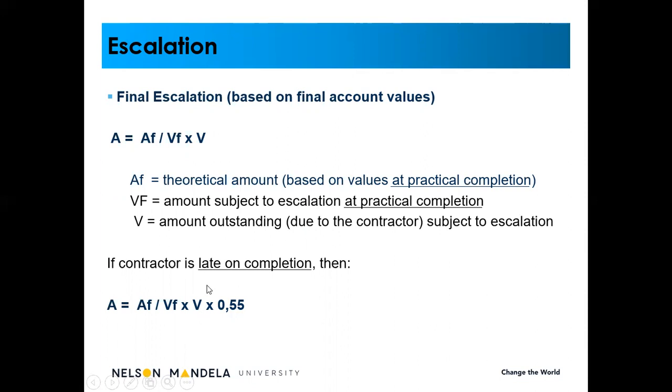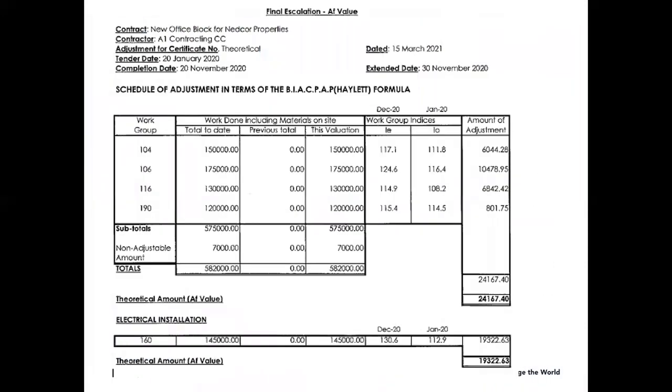Right, so we will come back to the calculations. I will just give you a quick rundown on final escalation. And remember now, the final escalation we will do only when we get to the final account, our very last exercise, which is the closeout of the project, compiling the final account. A typical example here, the AF value. Now, as we've said, the AF value is a theoretical amount based on the practical completion values.